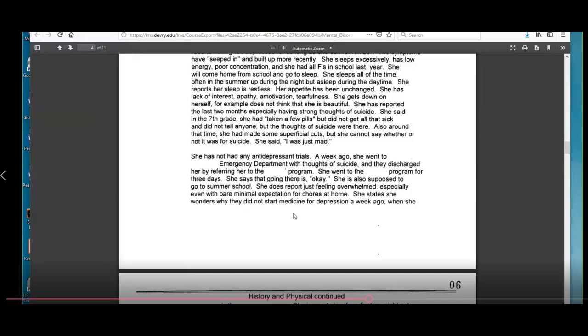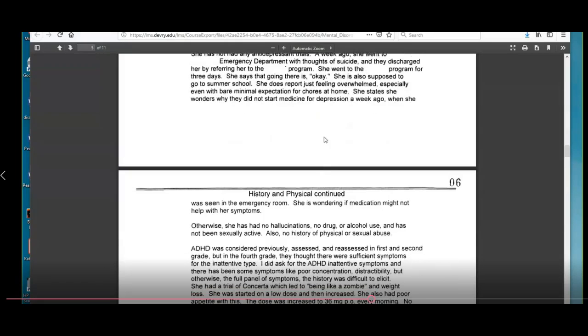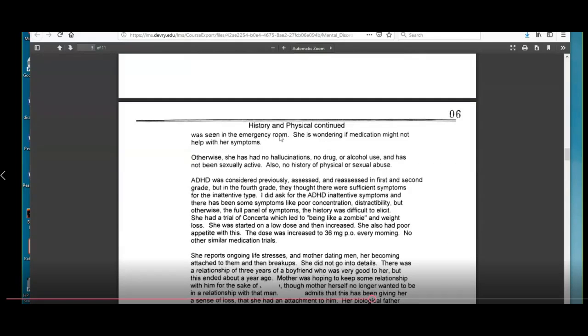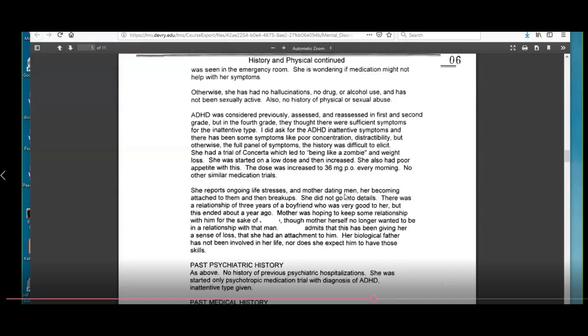She's supposed to go to summer school. She does report she's feeling overwhelmed, especially even with the bare minimal expectations for chores at home. She states she wonders why they did not start medication for depression a week ago when she was seen in the emergency room, and is wondering if medication might help her. Otherwise, she has no hallucinations, no drug, no alcohol use. She's not been sexually active, no history of physical or sexual abuse.